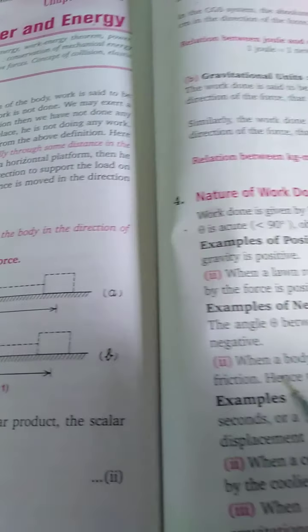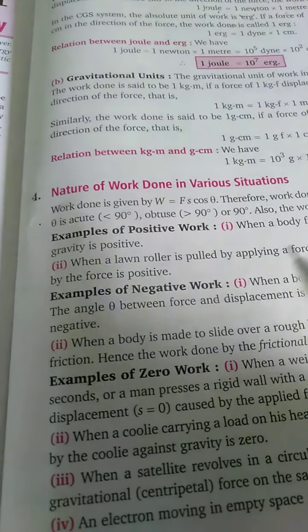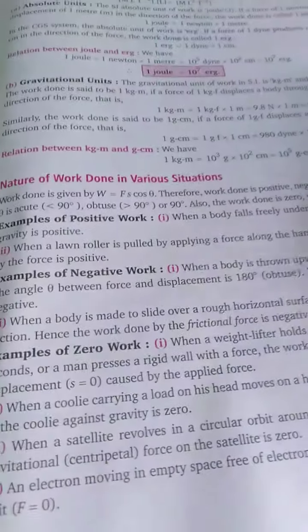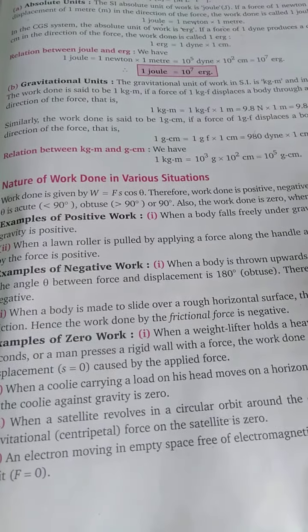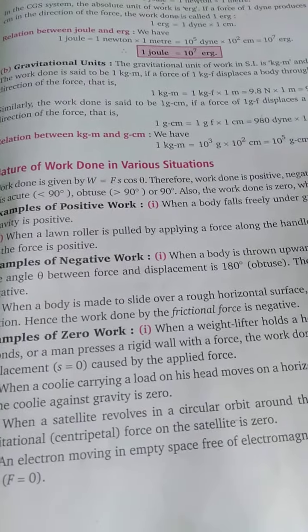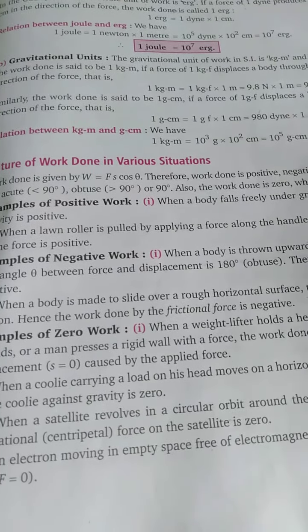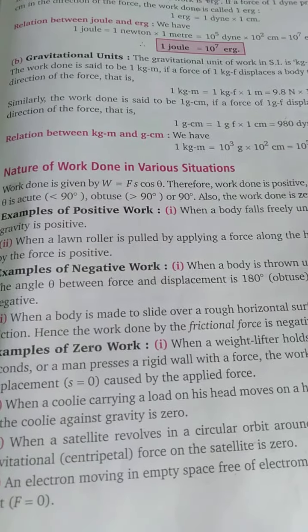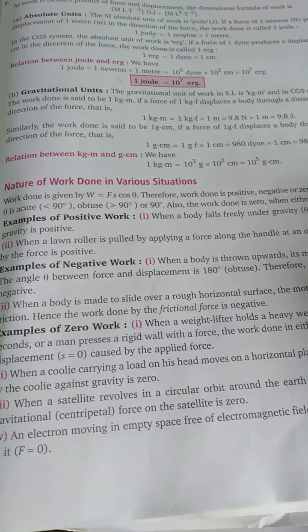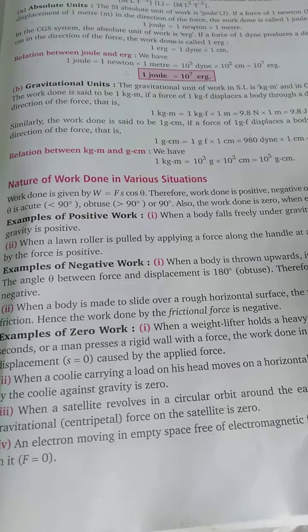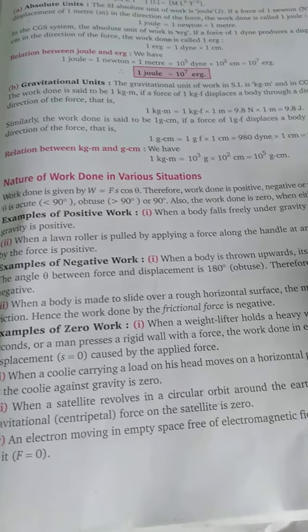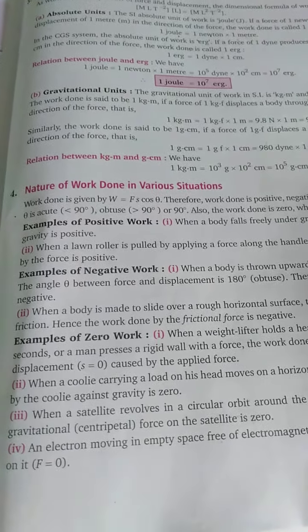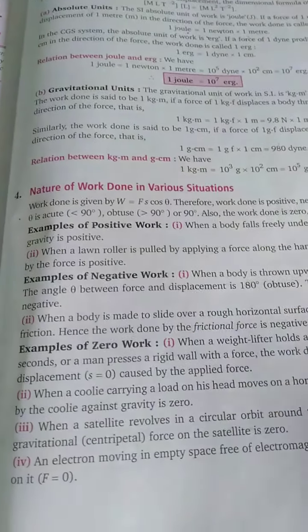Okay, for example, if you throw a body upward, then work done by the gravitational force is negative, because gravitational force is pulling the body downward and the body is moving upward. Similarly, when a body is moving over a friction plane, then what will happen? Then the work done by friction is also negative, because the direction of displacement is opposite to the direction of friction. Now zero work means what?